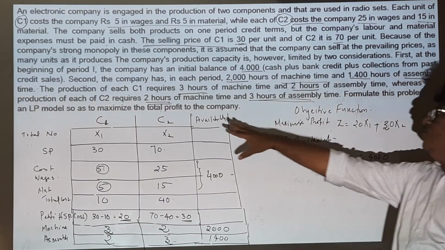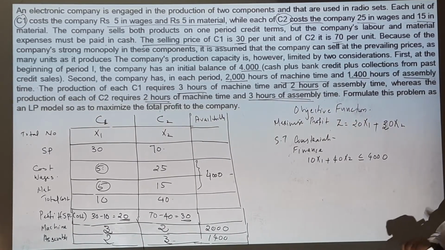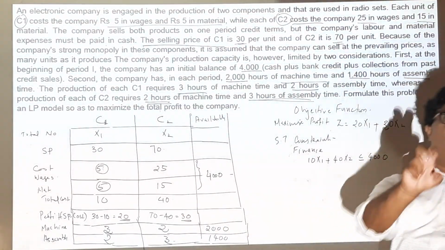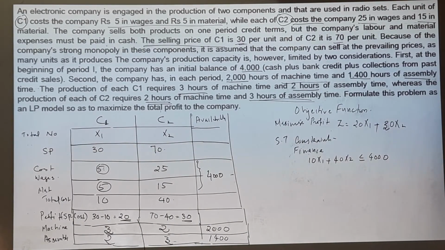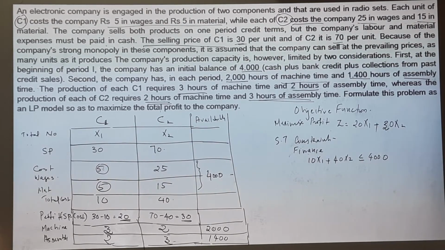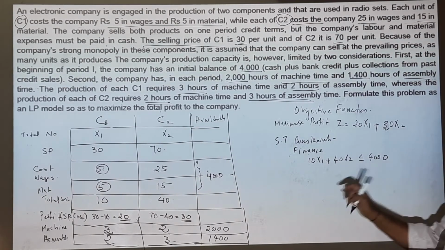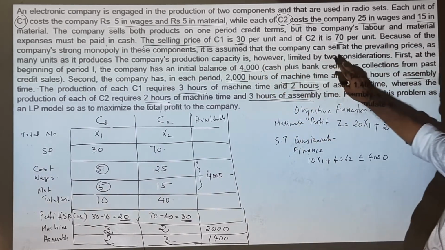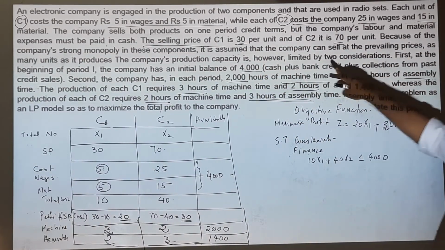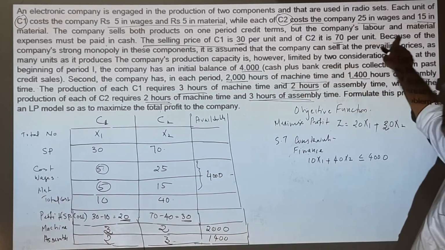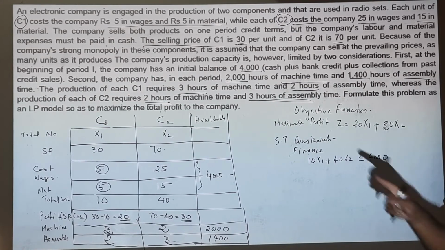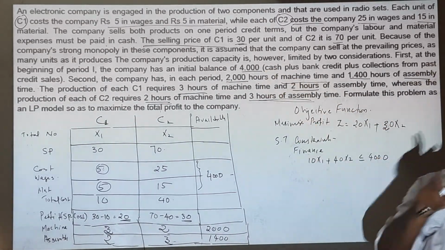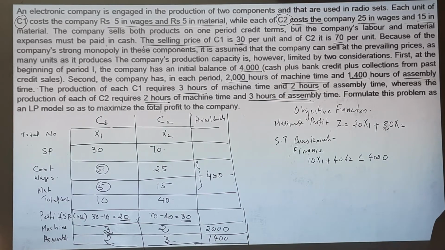And here we have C2. C2 we have x2 units. 1 unit we require 40 rupees. So total will be 40 into x2. 10 x1 plus 40 x2 is less than or equal to 4,000. Why? Because it has already been stated that the company sells both the products on one period credit term, but the company's labor and material expenses must be paid in cash, and we have only 4,000 rupees cash with us. You understood? So that is why this particular constraint.